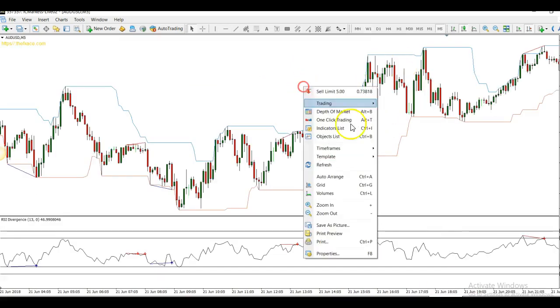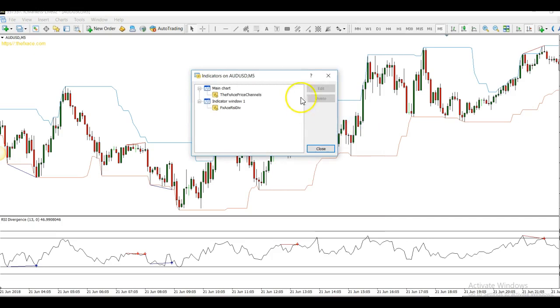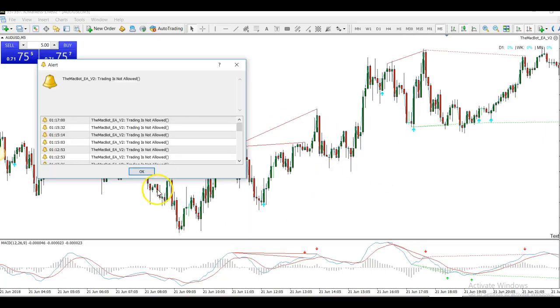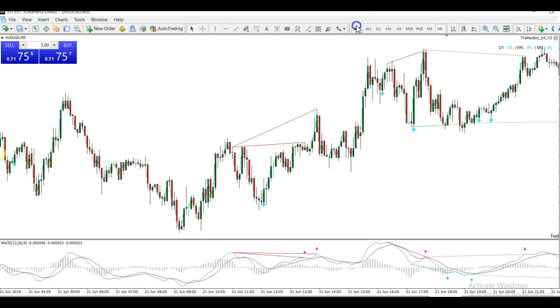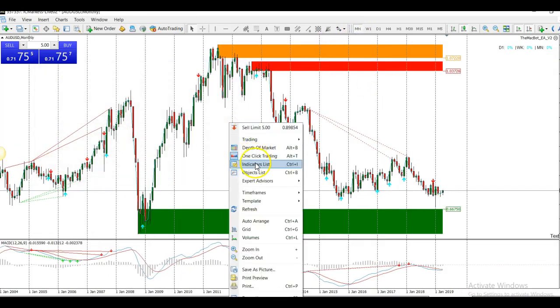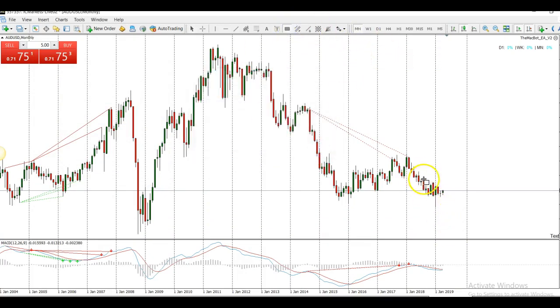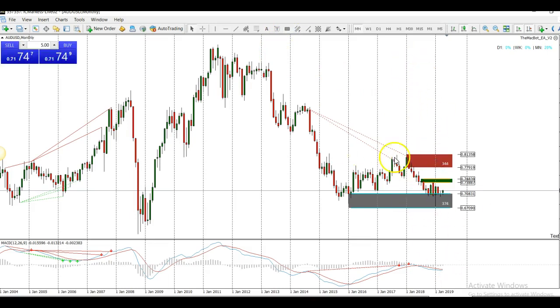Aussie USD. Aussie USD, go to the monthly. I'll take off the indicator so we don't get all them beeping noises. Just have a look at price here. Okay, you can see pause, new low here, here and here. Okay, these are areas we'll be looking to trade from currently.